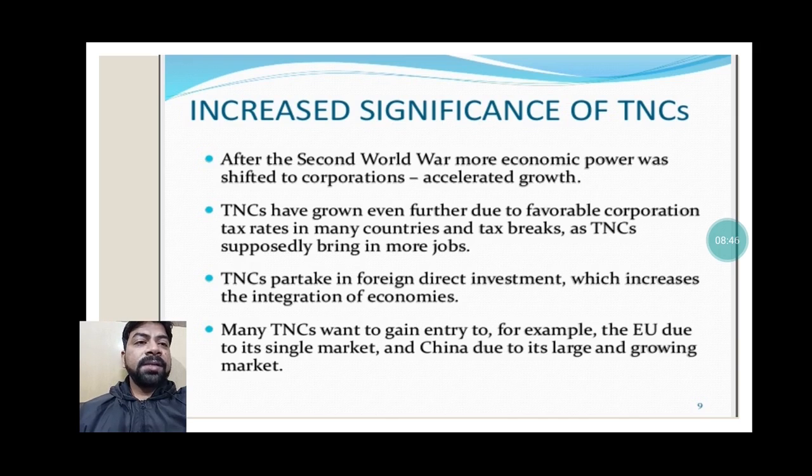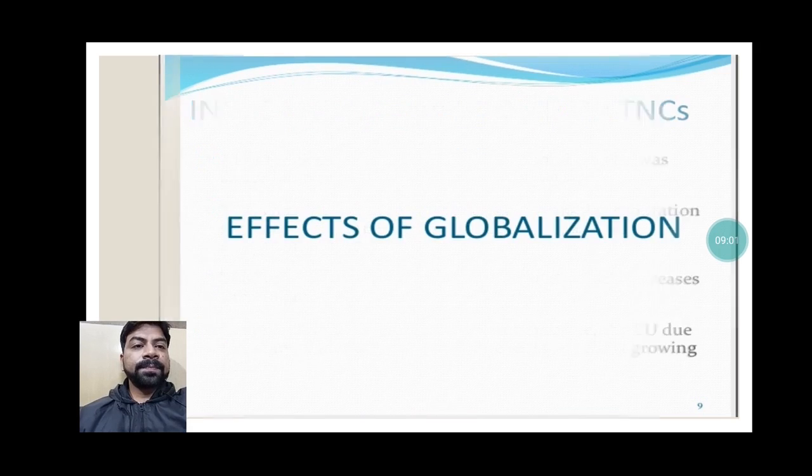Next is the increased significance of TNCs, that is transnational corporations. This is enabling people to get different types of items which are produced in different countries. So that is also helping in liberalization.